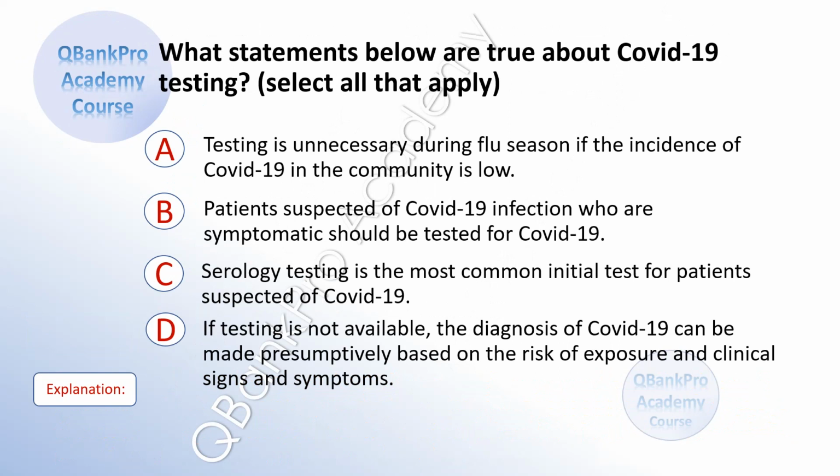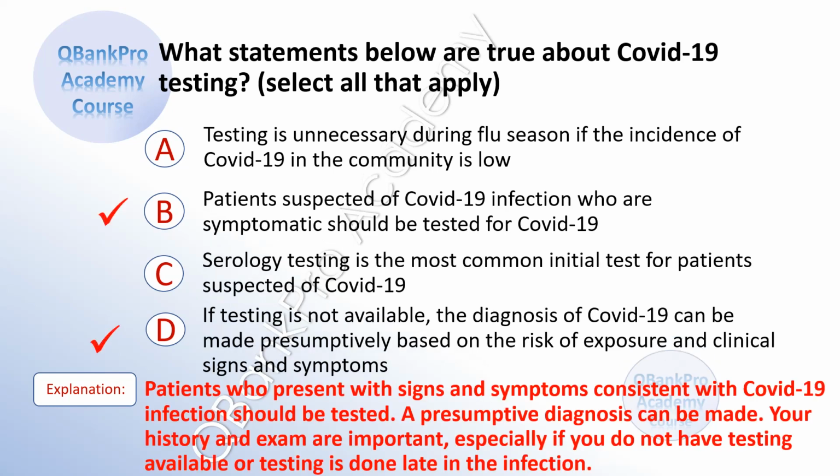What statements below are true about COVID-19 testing? Select all that apply. Testing is unnecessary during flu season if the incidence of COVID-19 in the community is low. Patients suspected of COVID-19 infection who are symptomatic should be tested for COVID-19. Serology testing is the most common initial test for patients suspected of COVID-19. If testing is not available, the diagnosis of COVID-19 can be made presumptively based on the risk of exposure and clinical signs and symptoms.